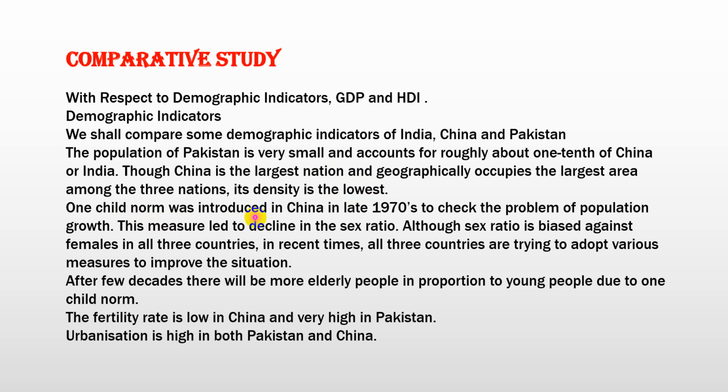The one child norm was introduced in China in the late 1970s to check the problem of population growth. This measure led to a decline in the sex ratio. Although sex ratio is biased against females in all three countries, in recent times, all three countries are trying to adopt various measures to improve the situation. After a few decades, there will be more elderly people in proportion to young people due to the one child norm. So that problem exists in China. And India is the youngest country right now.